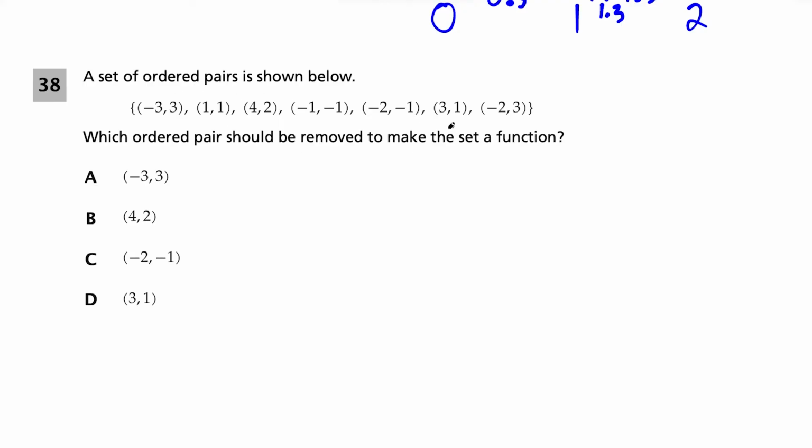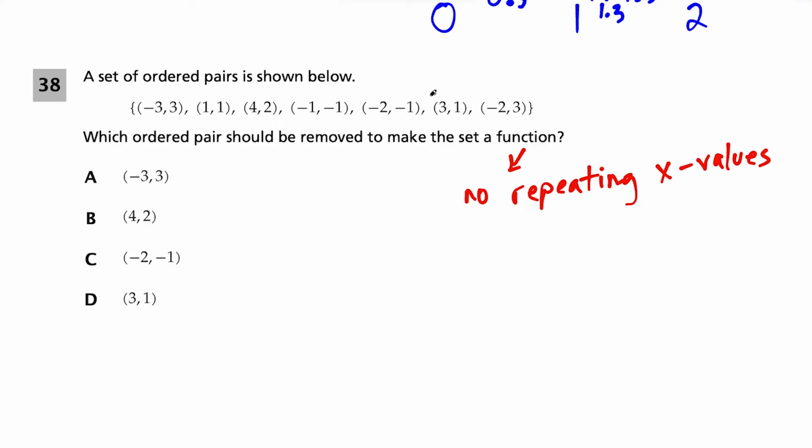When you want a set of ordered pairs to be a function, you want to look out for repeating x values. What we want here is no repeating x values. Repeating x values is bad when you're trying to create a function of x. So looking here, notice -3 only shows up once in the x spot. 1 does not repeat, 4 does not repeat, -1.